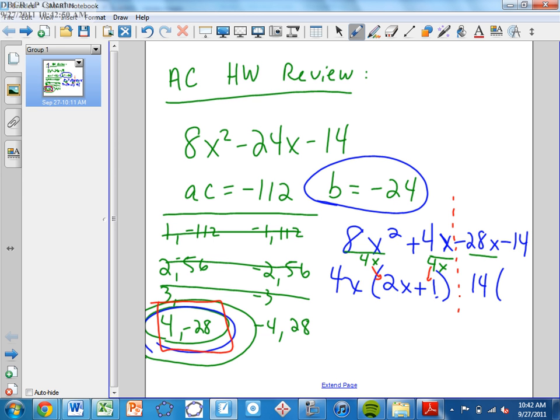So this has to be 2x plus 1. They have to be the same. They have got to be the same. So if this is 2x plus 1, this needs to be negative 14. Once again, I'll rewrite that so it looks clearer. To get a 2x plus 1, you have to take out a negative 14.